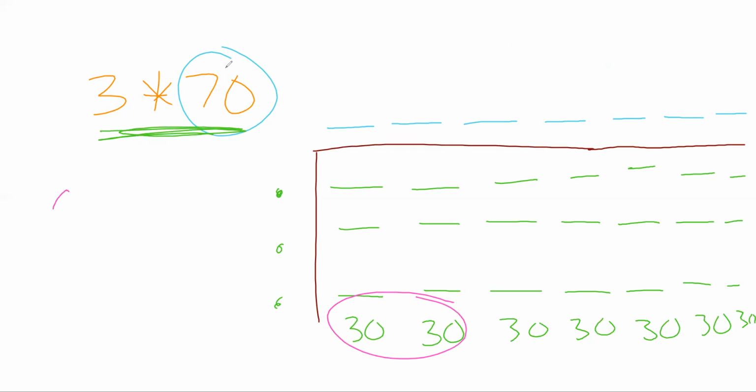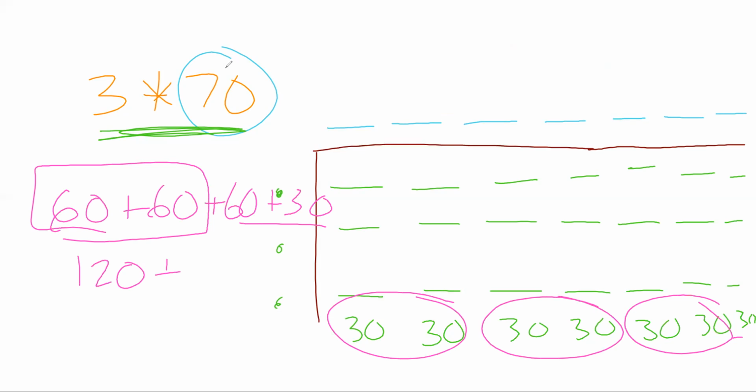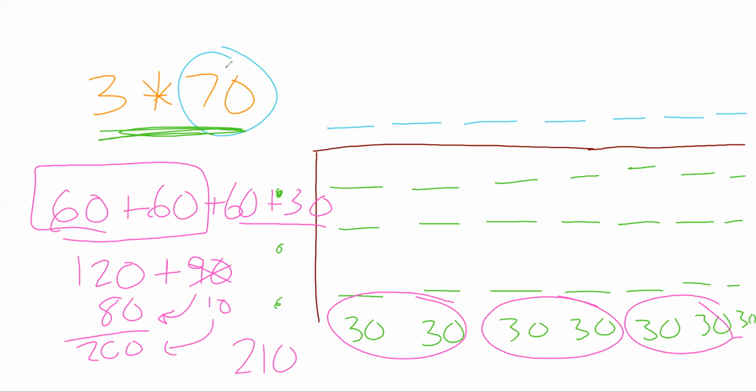So that makes a 60 plus another 60 plus another 60. And then we have plus 30. So let's see, 60 and 60 is 120. 60 and 30 is 90. So 120 plus 90. Let's see, if I put 80 here, that makes 200. I took the 80 from this 90, leaving only 10. So now 10 plus 200 would be 210.